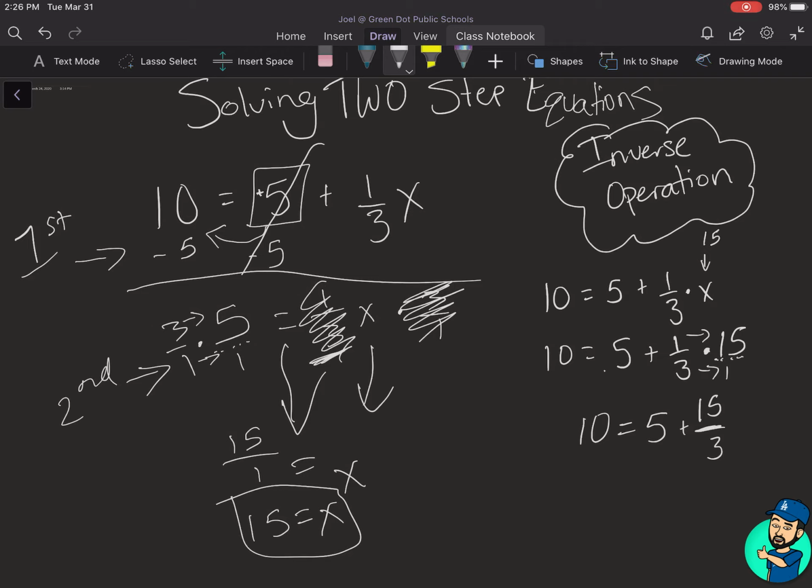Now, this fraction here is actually division. We're going to divide. Why do we divide first? That is because in PEMDAS, in the order of operations, division comes before adding. 15 divided by 3 is 5. Now I'm going to copy and paste everything else down. 5 plus 5 is 10, and 10 does equal 10. So we can conclude that x equals 15.